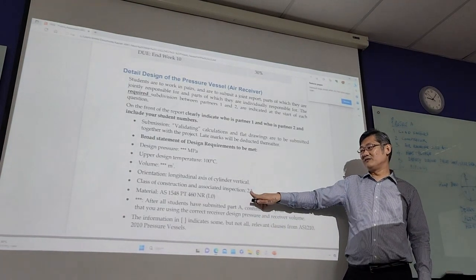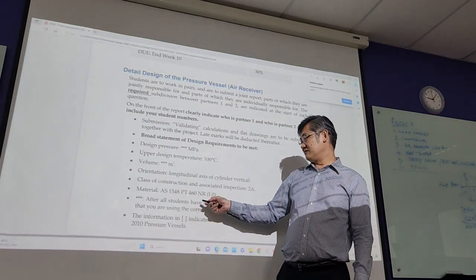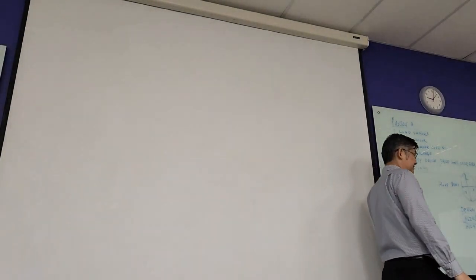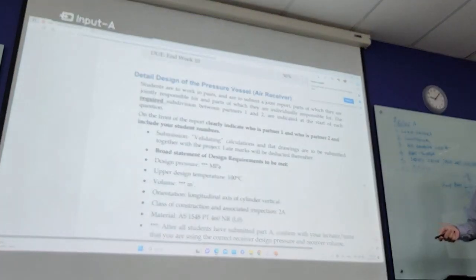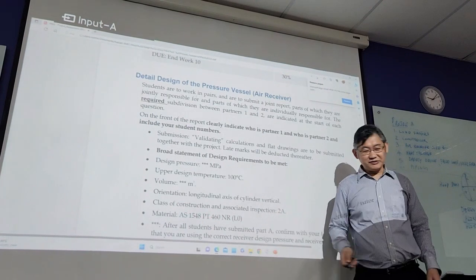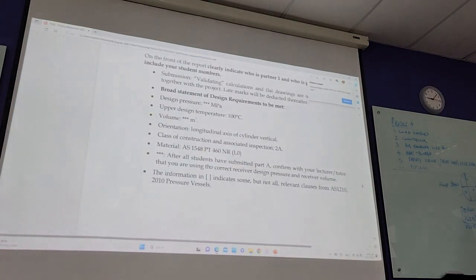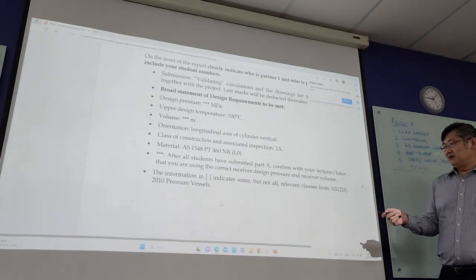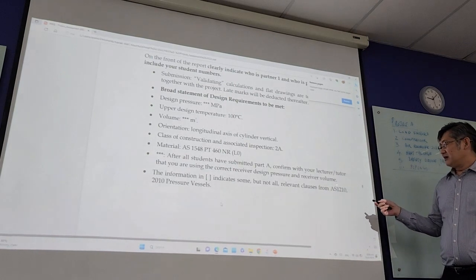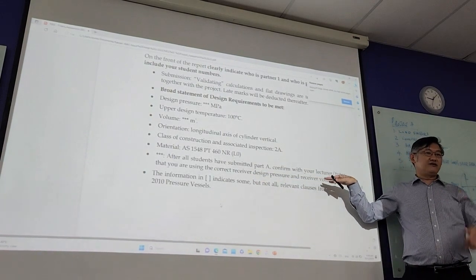Here we have to follow the requirement. Material is also indicated here, AS1548. This is given, and later we will see. After all students have submitted part A, confirm with your lecturer that you are using the correct receiver design pressure and volume. I keep emphasizing this because if you don't get this right, it will impact your project B.